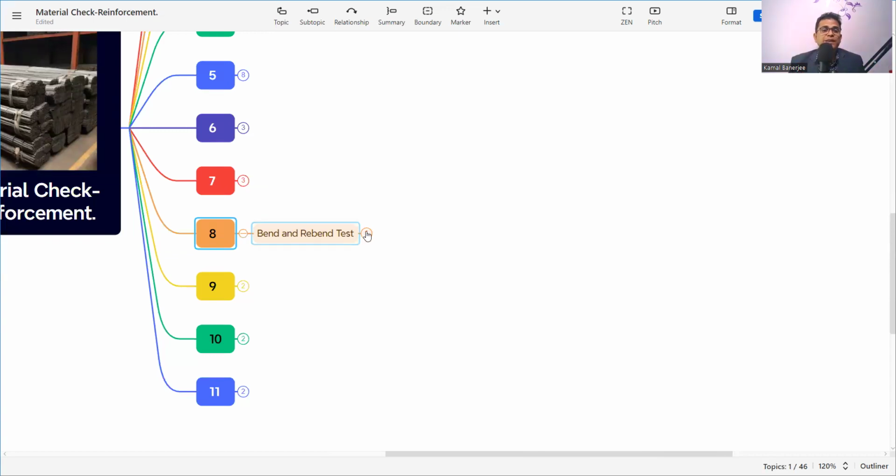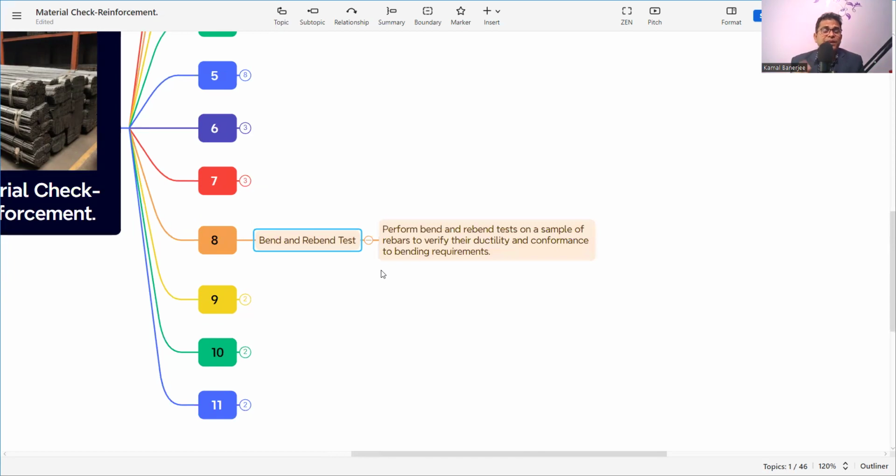Then we need to check the bend and rebend test. We cannot perform it at the site, but we need to check in the MTC that the bend test and rebend test are there, and we need to send the rebar to the laboratory for the bend and rebend test, as well as the chemical and physical properties, as per the frequency of the testing. So bend and rebend test of sample rebars to verify their ductility and conformity to bending requirements. So we need to verify that the bend and rebend test is passed as per the MTC and as per the site or the laboratory.